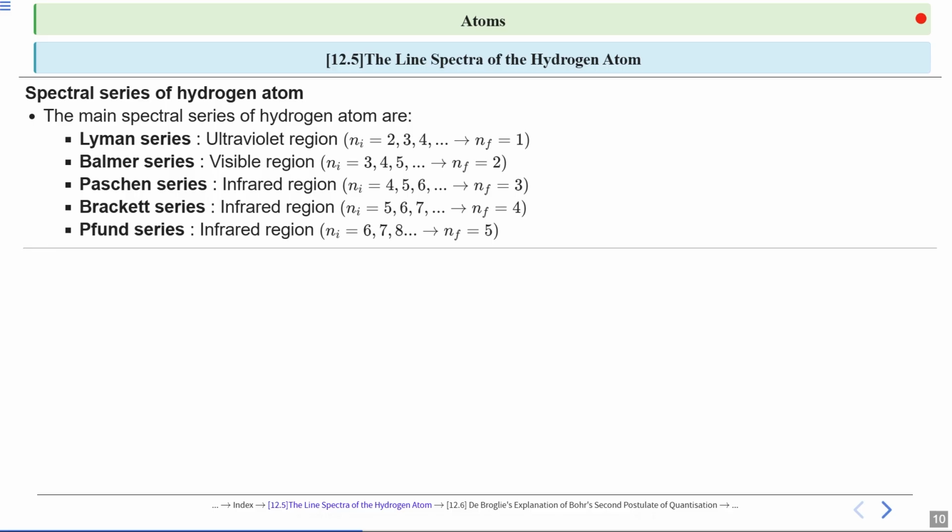Finally, the Pfund series is another infrared series with electrons dropping from n equal to 6, 7, 8 and so on down to n equal to 5. To sum up, each series is defined by the final energy level the electron lands on. So n final for the Pfund series is 5. And the region of the spectrum depends on how big the energy jump is.